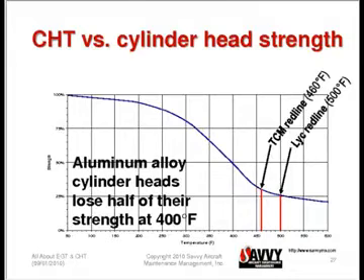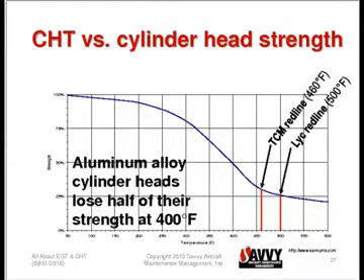One thing that's important to understand has to do with just the physical structure of our cylinder heads. The cylinder heads are made of aluminum alloy, and their strength drops fairly significantly as temperature rises. When temperature rises to 400 degrees Fahrenheit, which is right here, the cylinder head has lost about half of its tensile strength. And as temperature increases above 400, the tensile strength continues to drop quite rapidly.